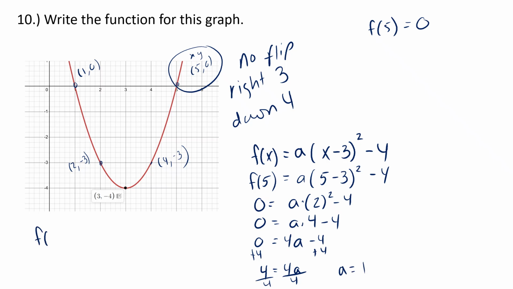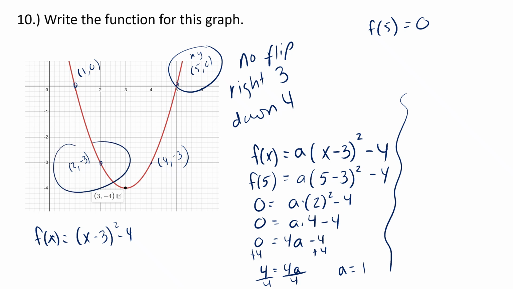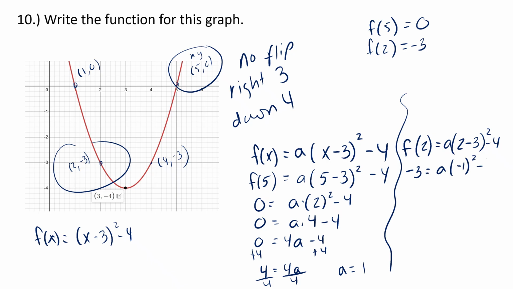So my function would just be this, where the a value is equal to 1. And just so you can see that it doesn't matter which point we picked. So let's say you're like, I didn't know it was going to come out that way. I'm going to pick that point there. So if you were to plug in f of 2, now you have 2 minus 3 all squared minus 4. F of 2 is asking, what does it map to? It maps to -3. So you got -3. 2 minus 3 is -1.